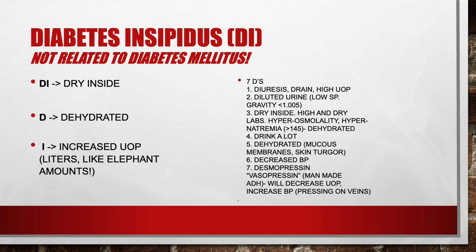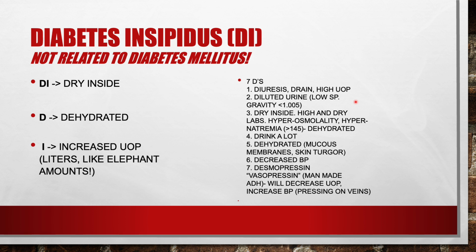Diabetes insipidus, remember it's not related to diabetes mellitus at all. I want to say I read somewhere that it was named that because it was mistakenly thought to be part of diabetes or something. Anyhow, I think this is a cute way to remember it. DI, dry inside. D for dehydrated. I, increased urinary output, like liters, like an elephant amounts of pee. And again, like the 7 S's, you get the 7 D's. Diuresis, drain, high urine output. So you're just going.